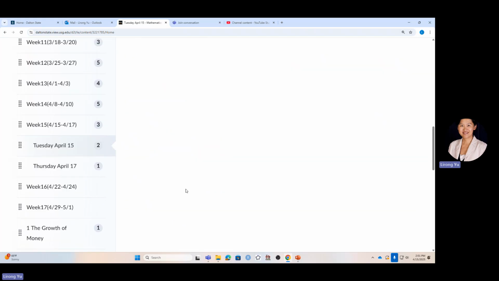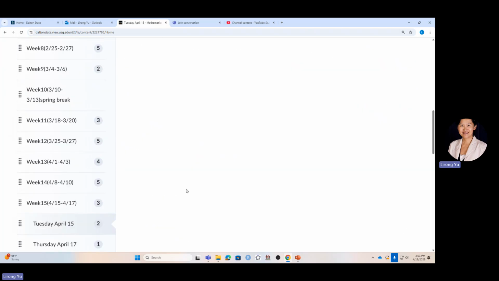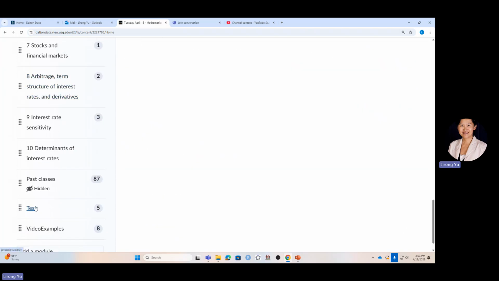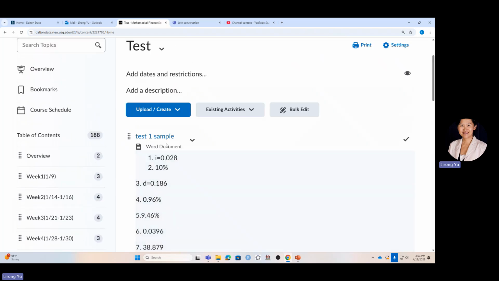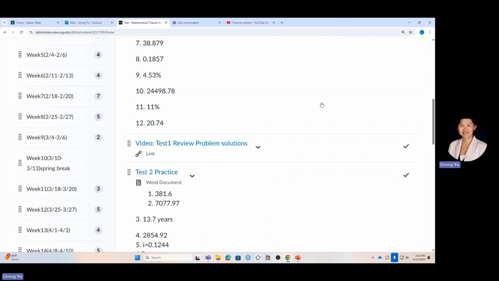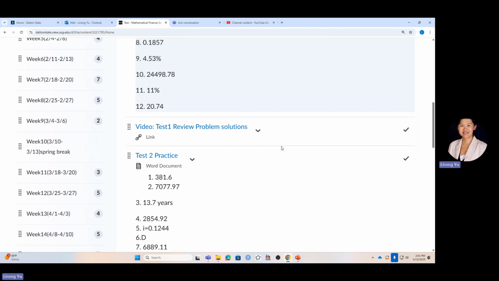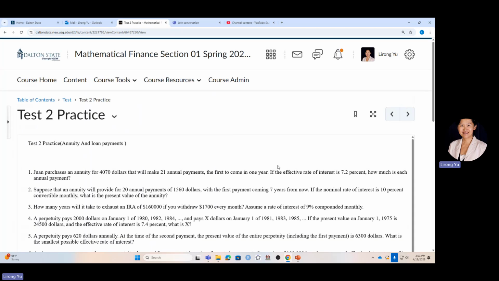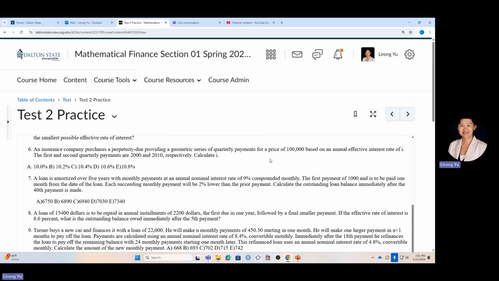If you go on GeorgiaView under content, scroll down on the left, you will find tests. And inside tests, we have already done test one. If you missed test one, please let me know. We will reschedule. The test two practice question is in this file. The solution key is already there. If you click on the test two question, it's going to open up the 10 questions.